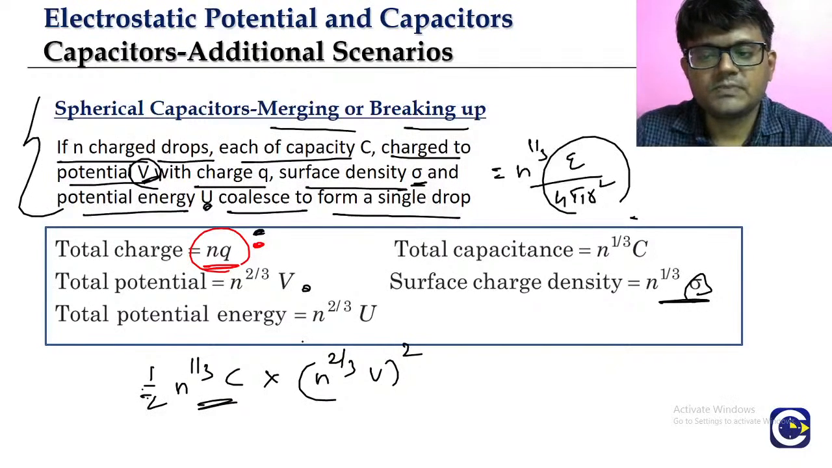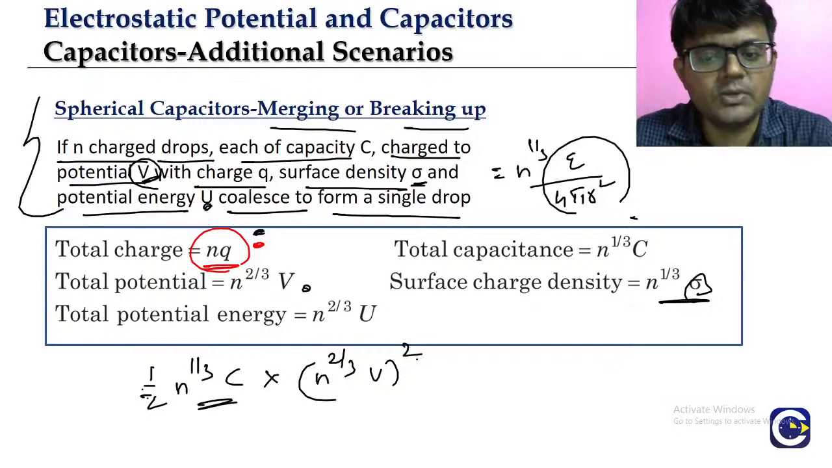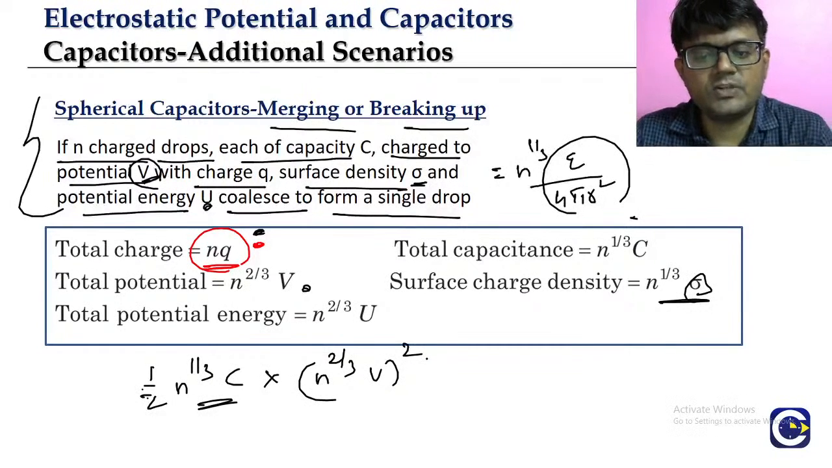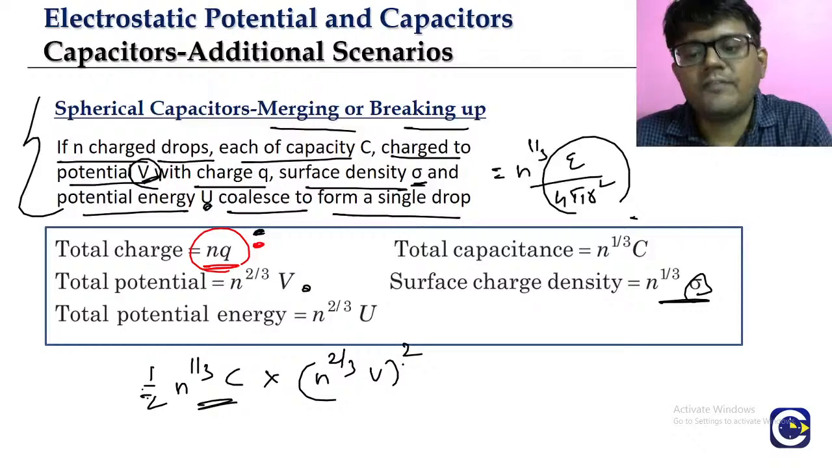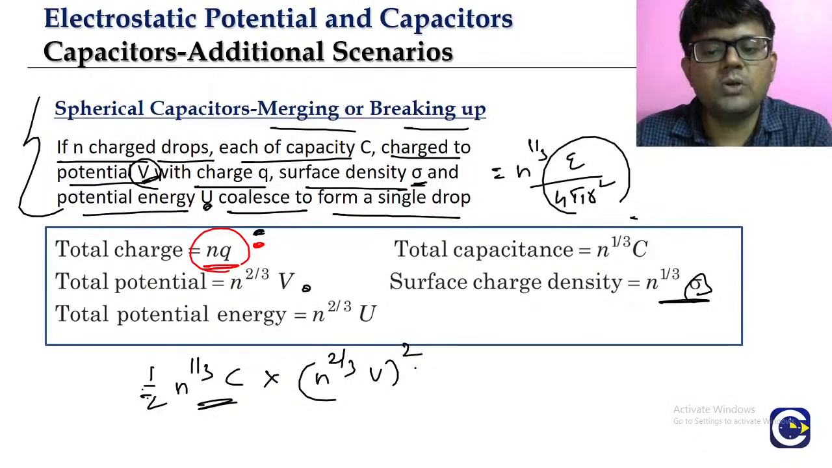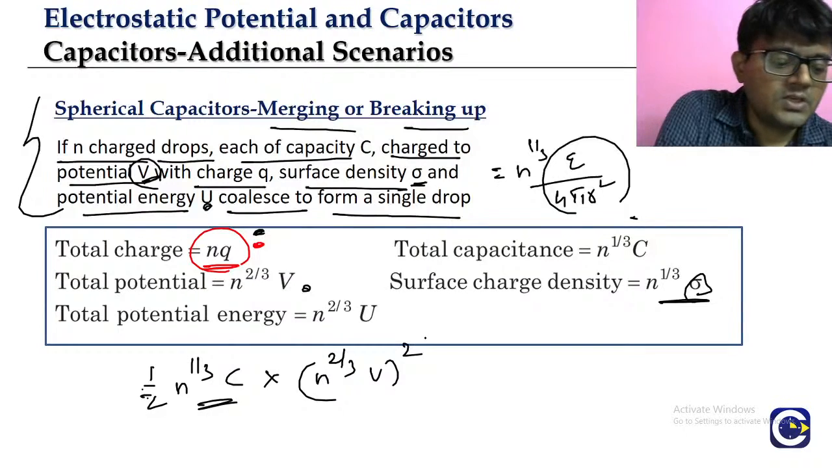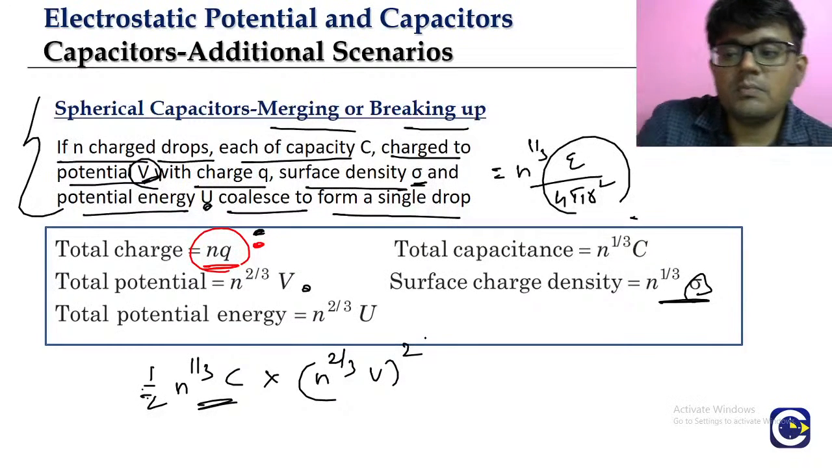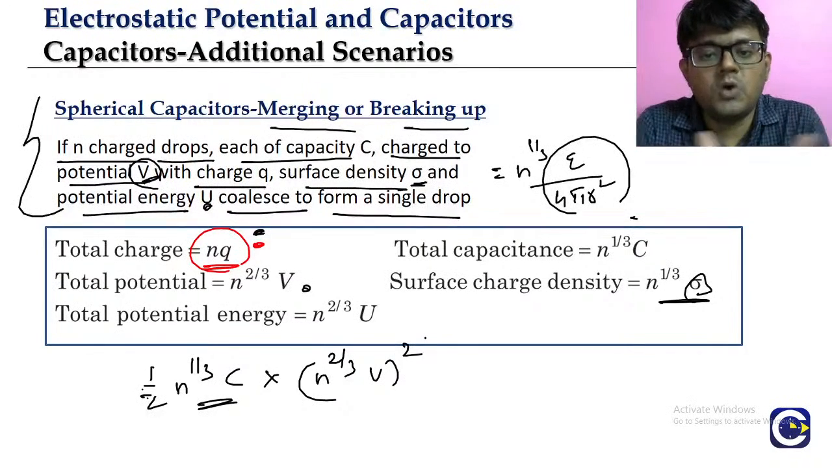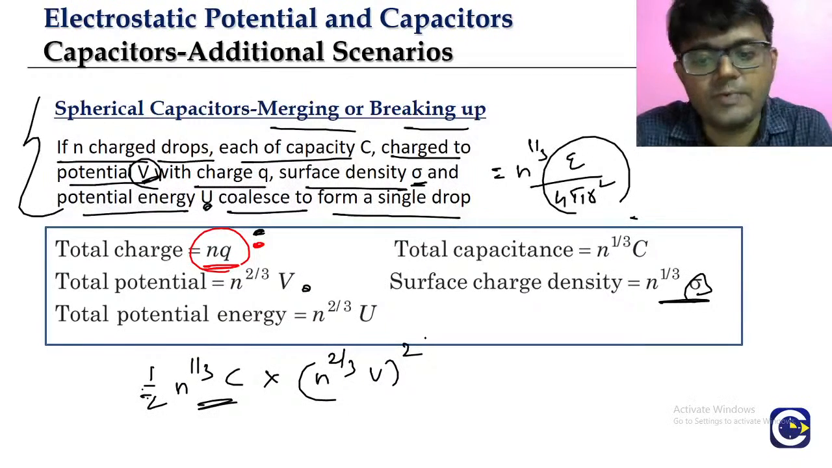Then for potential energy we will have to use this relation: either q square by 2c, or half c v square, or half q into v. Okay? So this is how we will be able to get the relation in terms of the potential energy. So this is about the small drops merging to form a bigger drop. Okay?